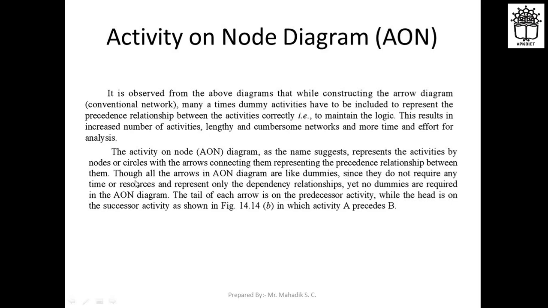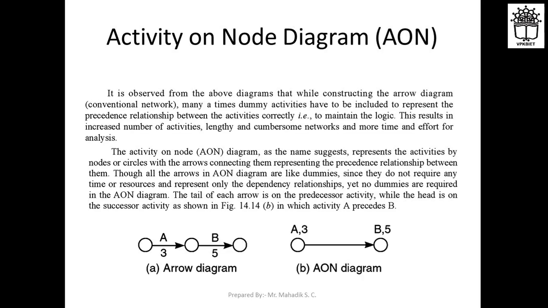Though all the arrows in AON diagrams are like dummies, since they do not require any time or resources and represent only the dependency relationship, yet no dummies are required in the AON diagram, right? That means dummy activity will not be required on the AON diagram. So the tail of each arrow is on the predecessor activity, while the head is on the successor activity, as shown in the figure, in which activity A and B, A precedes B. So here you can see the arrow diagram will be like this.